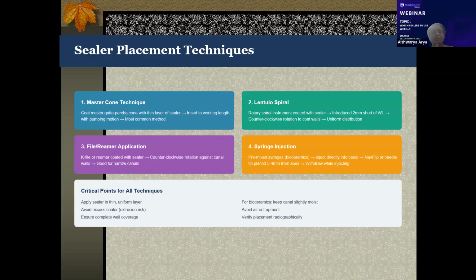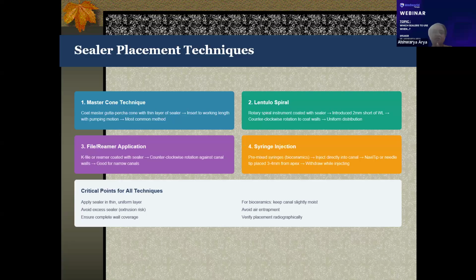Now, the critical point here is please use a very uniform and thin layer of sealer. If you do not have a pre-mixed sealer, and you're mixing the base and the catalyst, or the powder and liquid, make sure that it has a uniform thickness. Avoid any kind of extrusion. We do not want any extrusion happening beyond the periapical surface. Ensure that you have covered all the walls and coated them. Make sure you take enough time while you're doing your obturation.